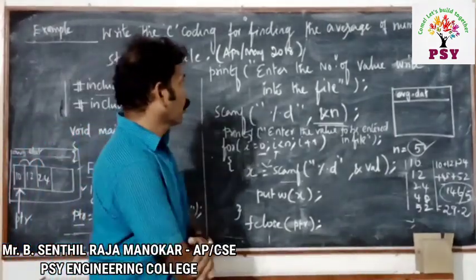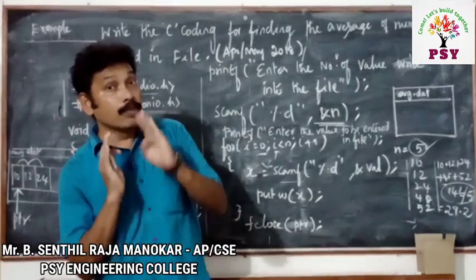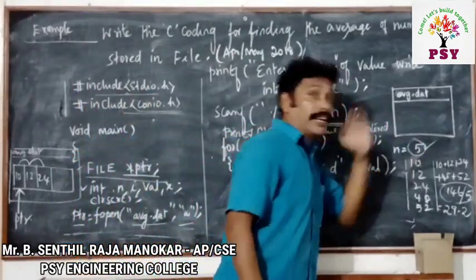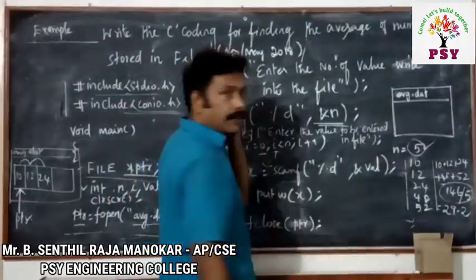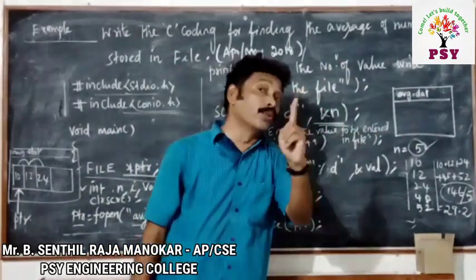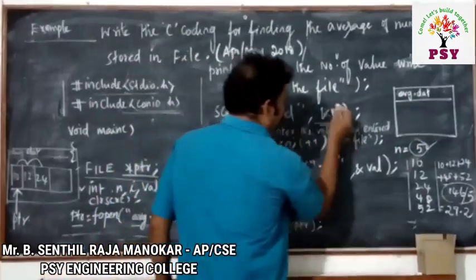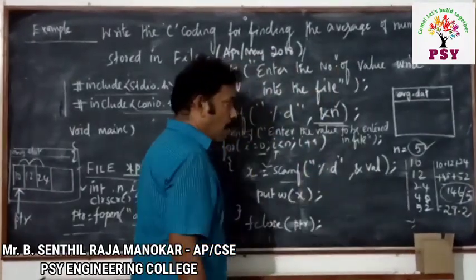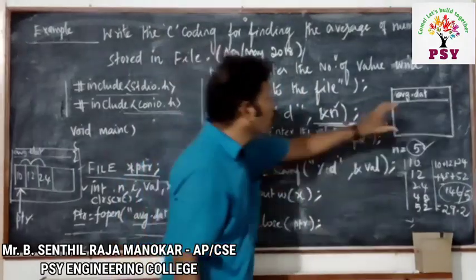Come to the point now. I am going to fix how many values I am going to write into the file avg.dat. That is why I use the printf function where I declare to enter the number of values to write into the file. I fixed that value through the variable n. As per the example, n is equal to 5. There are 5 values I am going to write.